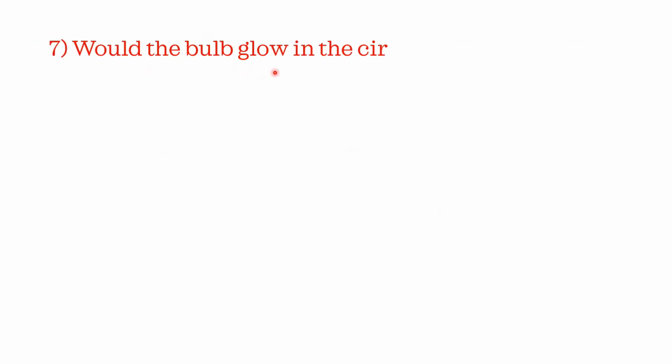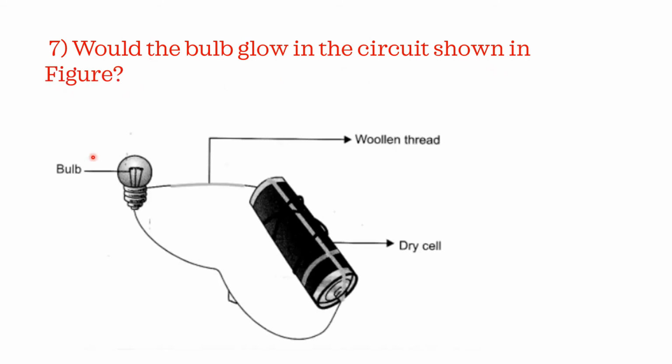Would the bulb glow in the circuit shown in the figure? See this. Here we are taking a bulb and one terminal is connected to the cell by using woolen thread. It is very important. This is the woolen thread, in between the bulb and the cell. Then there is the dry cell, and the other terminal of the cell is connected to the other terminal of the bulb.